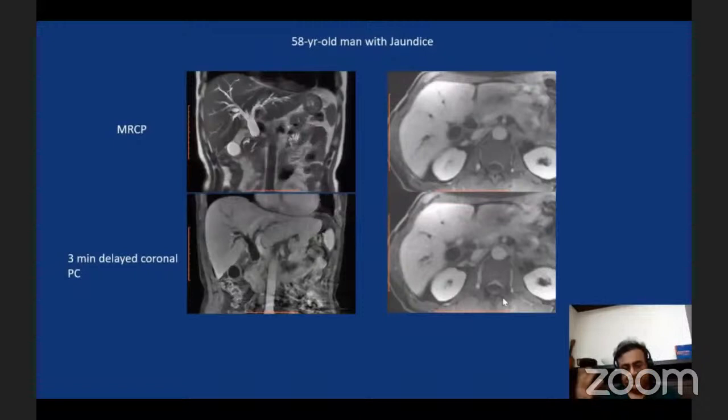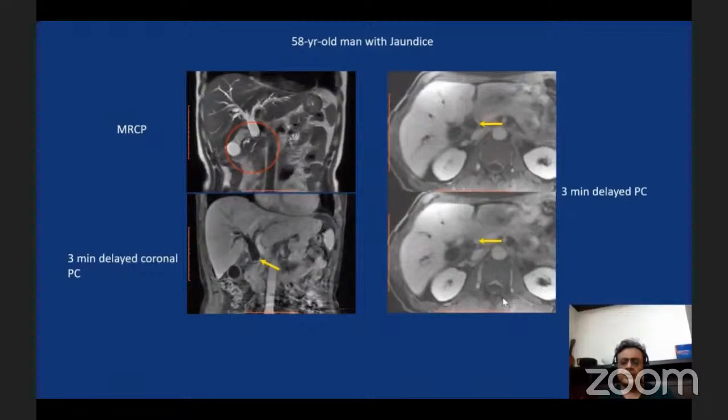I see it twice or thrice in a week. Here is an example, a classical case. A 58-year-old man with jaundice. MRCP shows abrupt cutoff of the dilated duct. Bilateral ducts are dilated. The 3-minute delayed phase shows that there is some cuff of soft tissue enhancing at the level of cutoff. Axial post-contrast delayed images are useful, showing that there is an eccentric soft tissue nodule in the region of the stricture, quite well seen here.